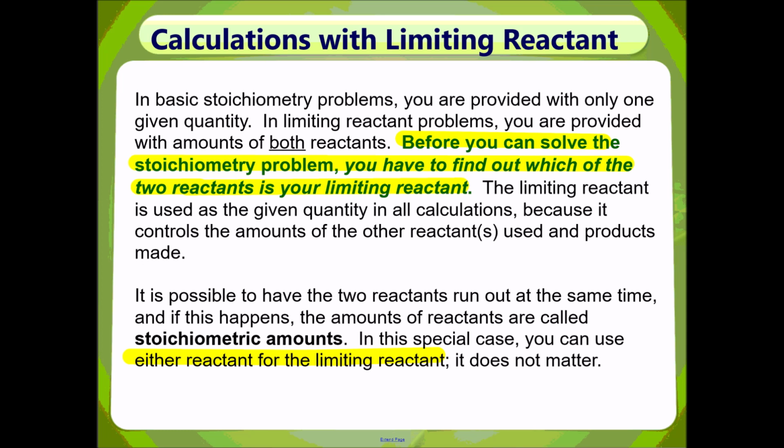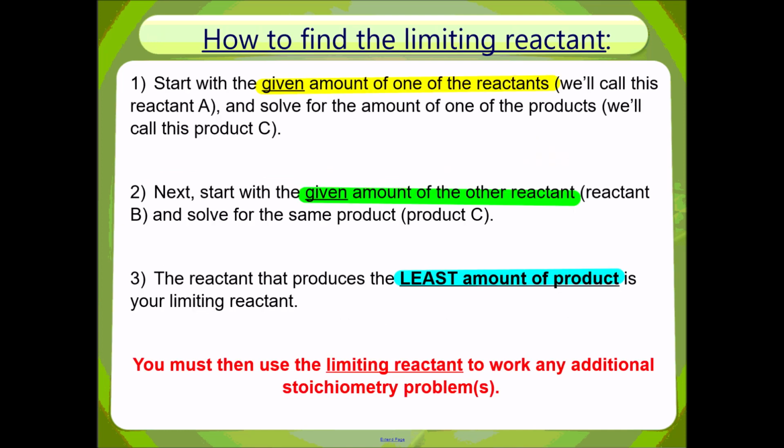It is possible to have 2 reactants run out at the same time, and if this happens, the amounts of reactants are called stoichiometric amounts. In this special case, you can use either reactant for the limiting reactant. It does not matter.